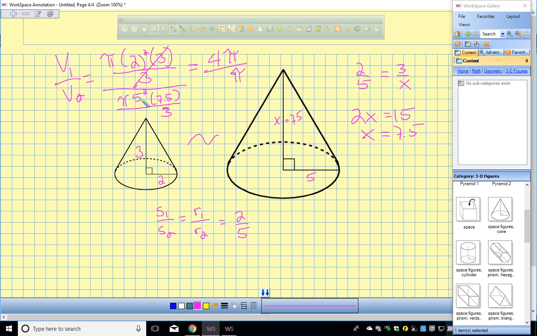What is that number? 25 times 7.5 is the same as 25 times 2.5. What's 25 times 2.5? 60, I think. Is it 62.5? I believe that's 62.5. I just did that in my head. So these pi's cancel out, so I get the ratio of the volumes is 4 to 62.5.